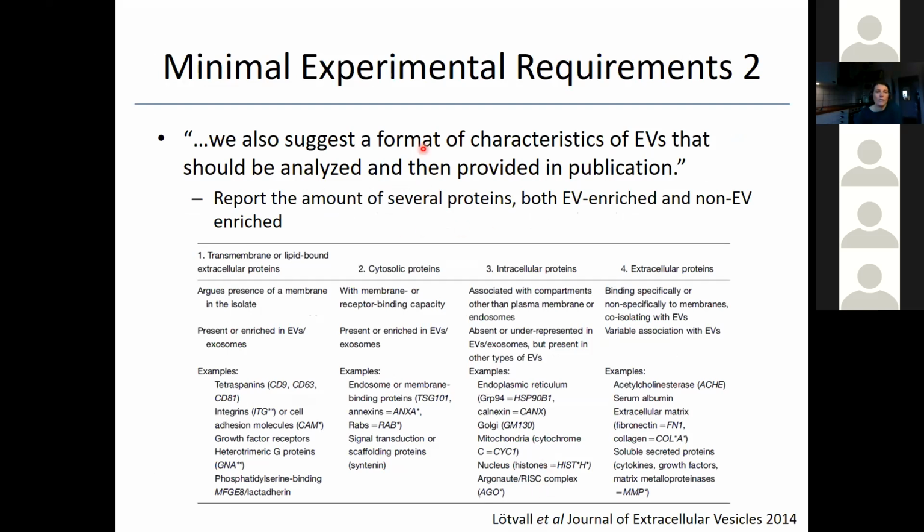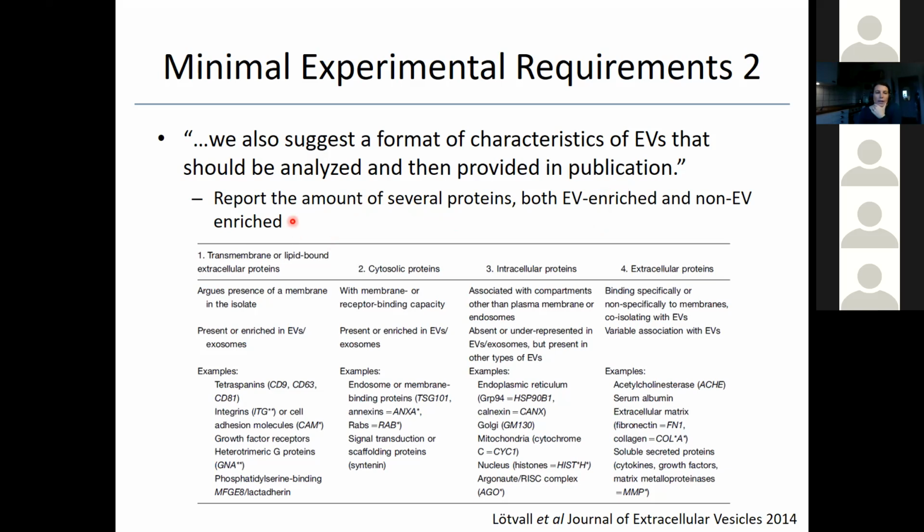So one of the things that are suggested in the minimal experimental requirements, the MISEV guidelines, is that you need to characterize the vesicles so that you're sure that you actually have vesicles. As I said, they are so small that we can only see them with electron microscopy, and we have to prove that we have vesicles and not just soluble proteins, cell debris, and so on.